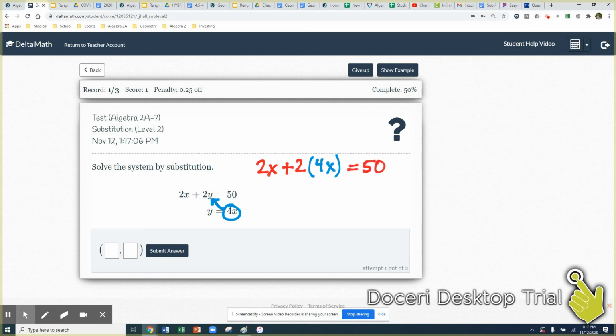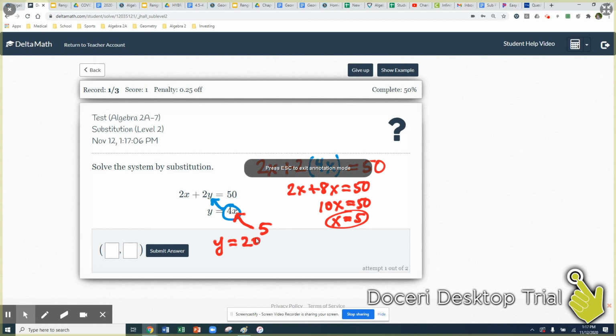Keep going. We're going to have a 2x plus 8x equals 50, which is going to give us 10x equals 50, which gives us x equals 5. Now, I like this one right here. If I put a 5 into there, 4 times 5, y is going to equal 20.